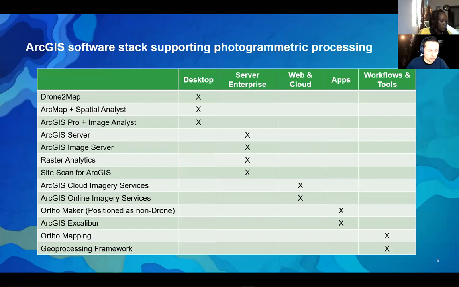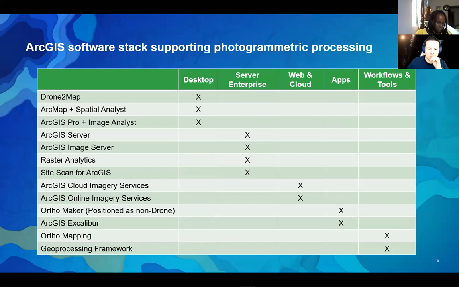Beginning at the top, Drone to Map is a desktop tool focused primarily around ingesting, processing, and deriving products from drone collected data. And that drone data is usually still frames, but it could be video, it could be LiDAR, but that's a desktop footprint capability. ArcMap and ArcGIS Pro and their associated extensions, Spatial Analyst and Image Analyst, are also desktop tools. And this has been the traditional way that people have done image analysis, is individuals working at a desktop with a group of images to derive product.